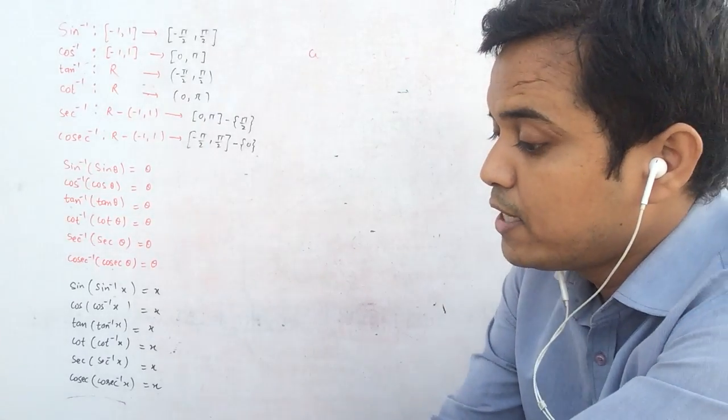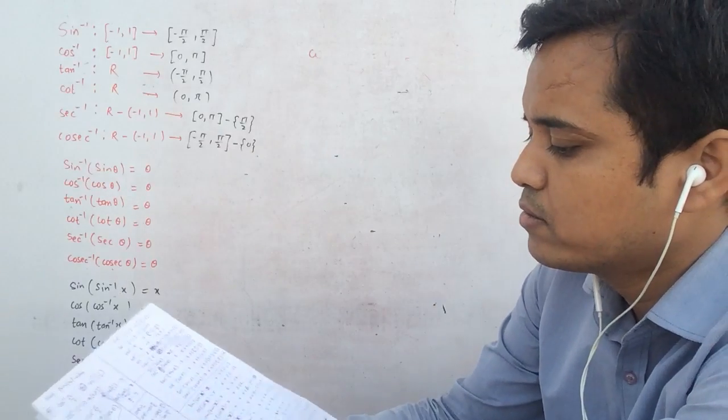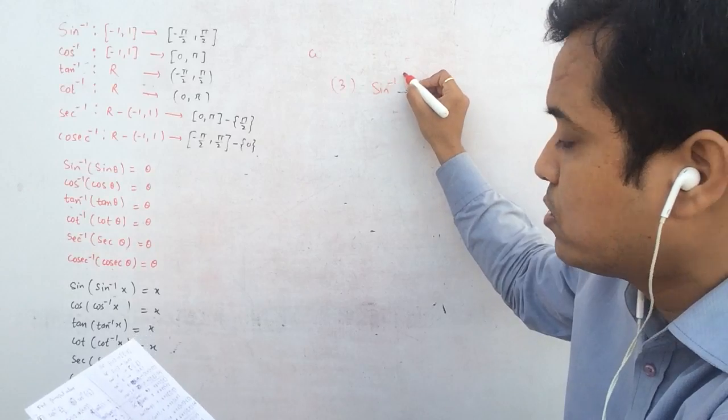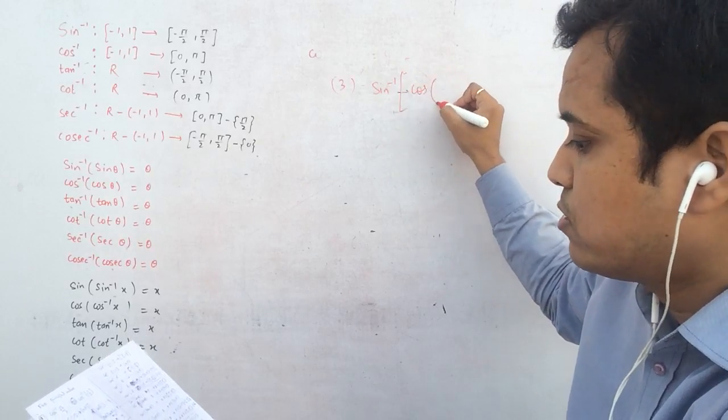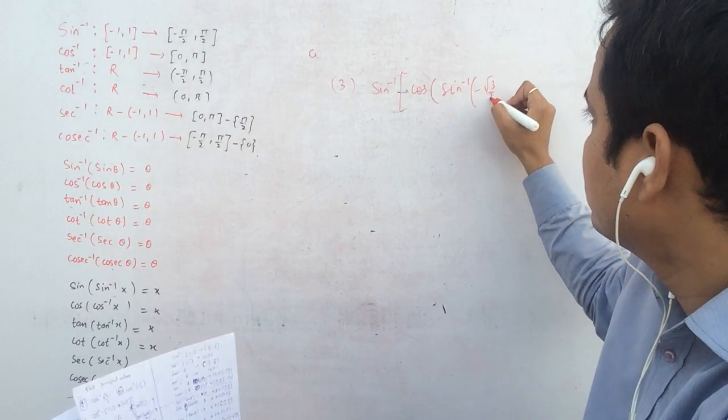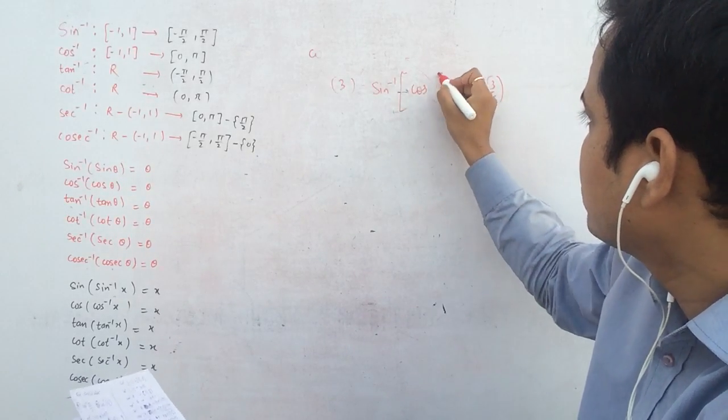The codomain, the domain and range are very important here. So move to the next. The third question is sine inverse of cos of sine inverse of minus root 3 by 2. Okay, this is the question.